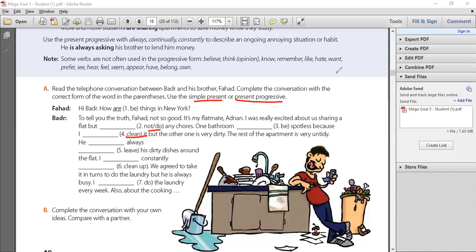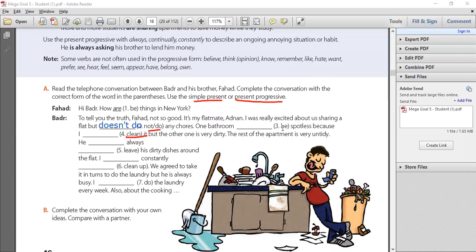Have you finished? Let's start. Here we have the first one. To tell you the truth, Fahad, not so good. It's my flatmate, Adnan. I was really excited about us sharing a flat, but he does not do any chores. Yes, Lilas. Doesn't do. Yes, he doesn't do any chores. Very good.